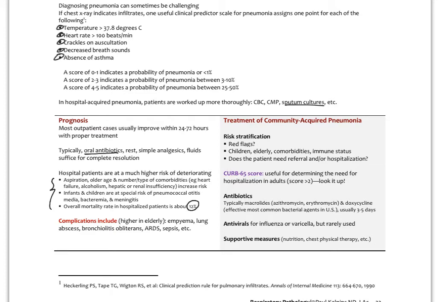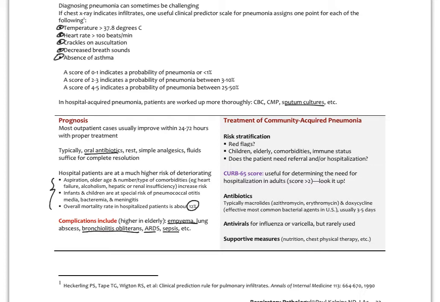So that's fairly high. And the complications are going to be things like empyema, which is an abscess that forms in the lung, bronchiolitis obliterans, that's where the bronchioles become obliterated and there's no airflow, acute respiratory distress, and sepsis, which is basically a blood infection, and that can create shock systemically.